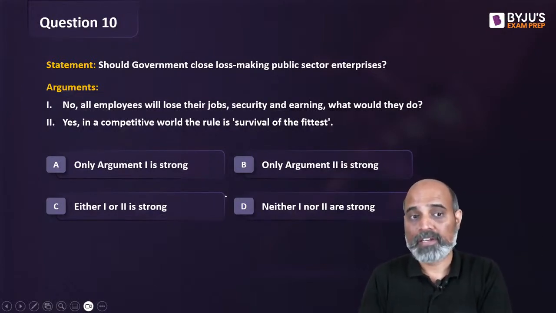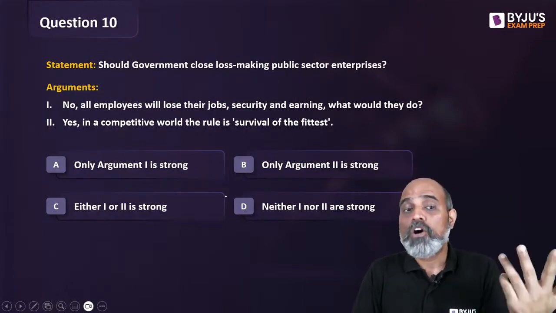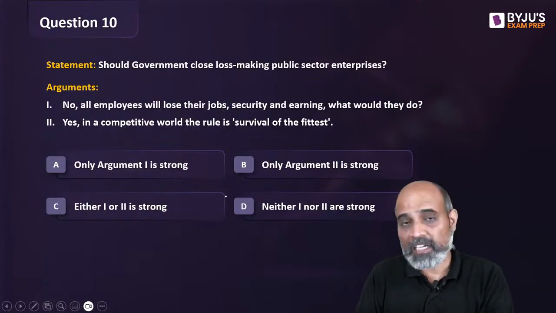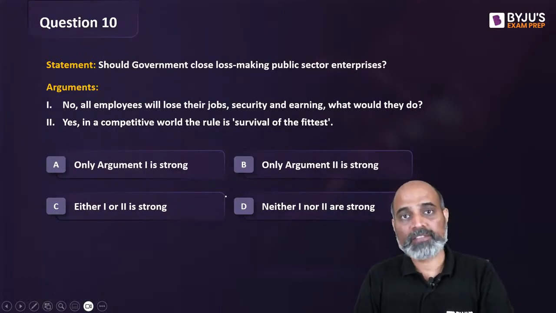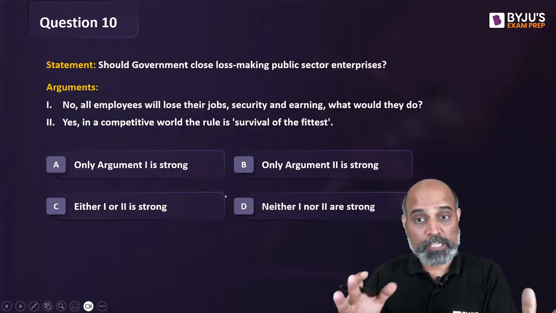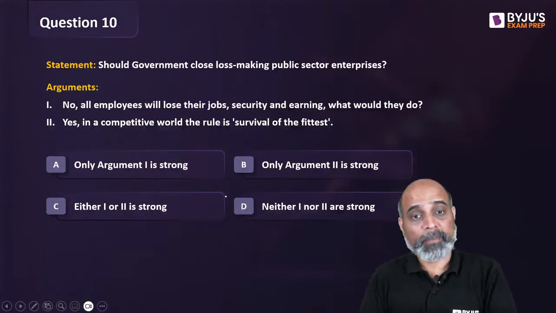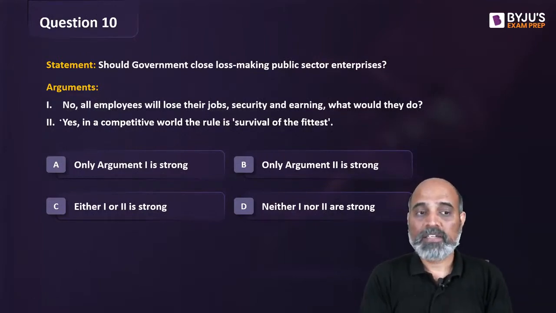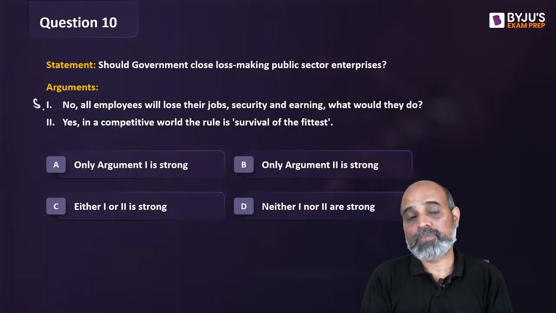No का मतलब वही हुआ. Because what is the reason? All employees will lose their job security and earning. What would they do? Completely makes sense. ये मत करो आप. What you should do actually is make it better. Privatize कर दो, कुछ भी कर लो. Which part? That part is not given, but that's where this will eventually lead. आप सोचो अगर डिबेट चल रहा है इसके बाद आप यही बोलोगे if you are saying this, right? So the first one is a strong one.